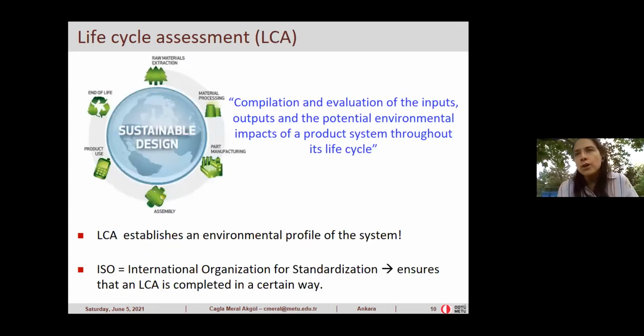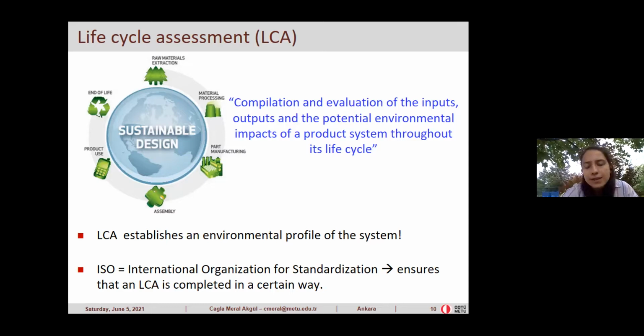So overall, you want to make a change. All of us want to make a change. So how can we assess the impact of the change we make? We are engineers, so we prefer numbers. Can you quantify how green I become if I do this? To do that, we use something called life cycle assessment. Basically, a compilation and evaluation of the inputs, outputs, and the potential environmental impacts of a product or a system throughout its life cycle is called life cycle assessment.